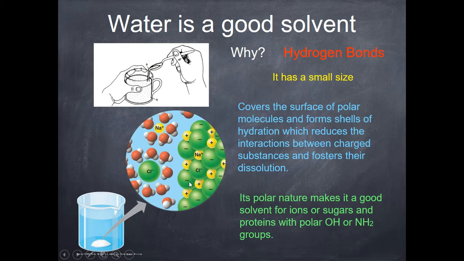Because it is polar, the charge makes it a good solvent for ions or sugars and proteins that have those polar groups. This OH group is going to have a negative charge. We saw before that nitrogens can form hydrogen bonds because nitrogens become slightly negative as well. And so that allows our water to orient itself, or turn itself, to get the slightly positive charges close to a negative ion and its slightly negative charges close to a positive ion.